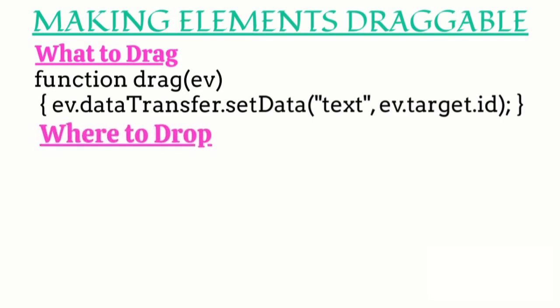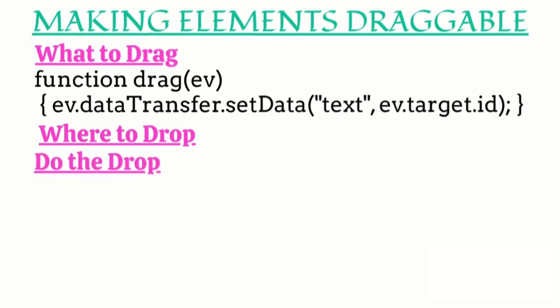Where to drop? The onDragOver event specifies where the dragged data can be dropped. By default, data and elements cannot be dropped in other elements. To allow a drop, we must prevent the default handling of the element. This is done by calling the event.preventDefault() method for the onDragOver event.